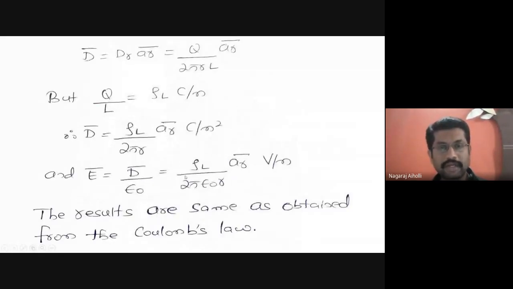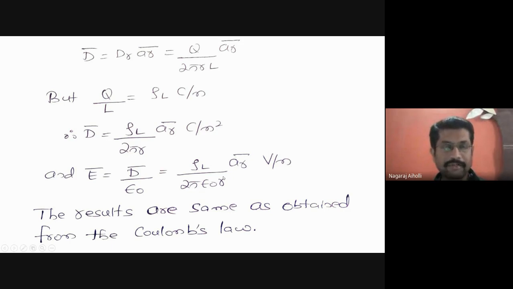That is rho L divided by 2 pi epsilon naught r a r bar volt per meter. D is rho L divided by 2 pi r. Substitute that, divided by epsilon naught, means the final equation will be rho L divided by 2 pi epsilon naught r a r bar volt per meter.